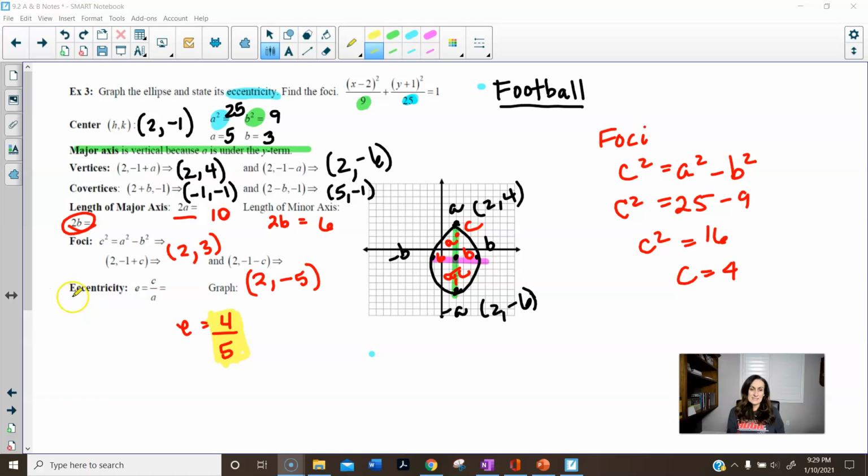Now let's look at eccentricity. Eccentricity is how round your ellipse is. So as the ratio of c over a approaches 0, the shape is going to approach a circle. So we're going to find the eccentricity of this oval by taking c divided by a. c in this case was 4 and a is 5. So the eccentricity is 4/5. And that eccentricity should be between 0 and 1.